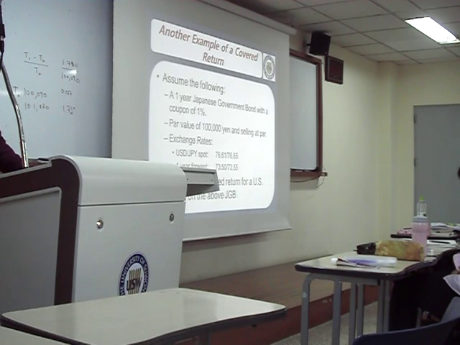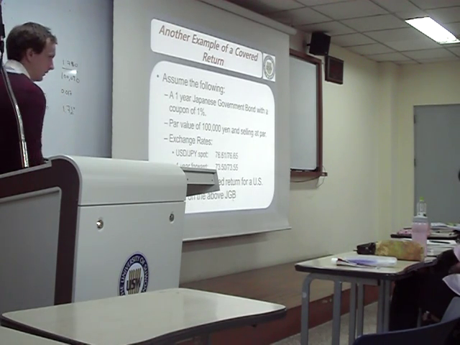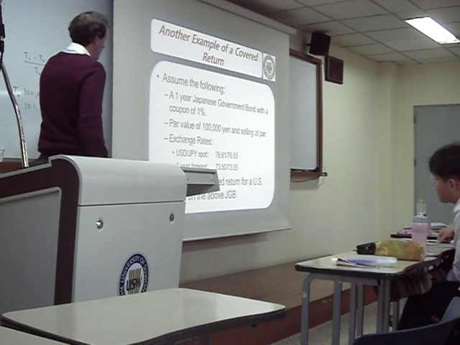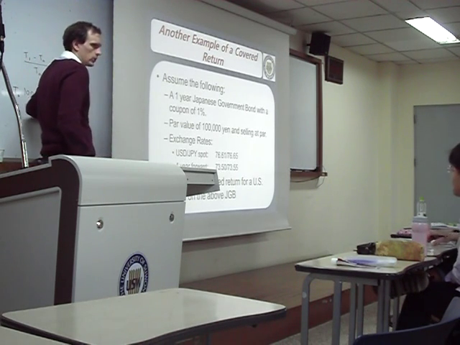So let's have a look at another example. We have a 1-year Japanese government bond with a 1% coupon, much lower than Australia. So the value is 100,000 yen. These are the exchange rates. Calculate the covered return for a US investor. So you need to tell me the percentage covered return in the end.